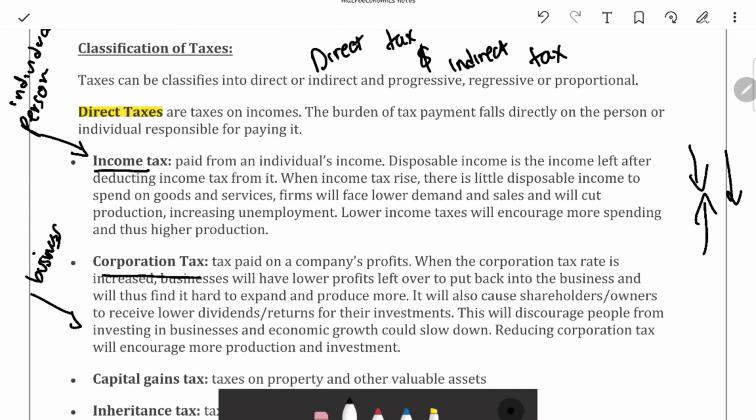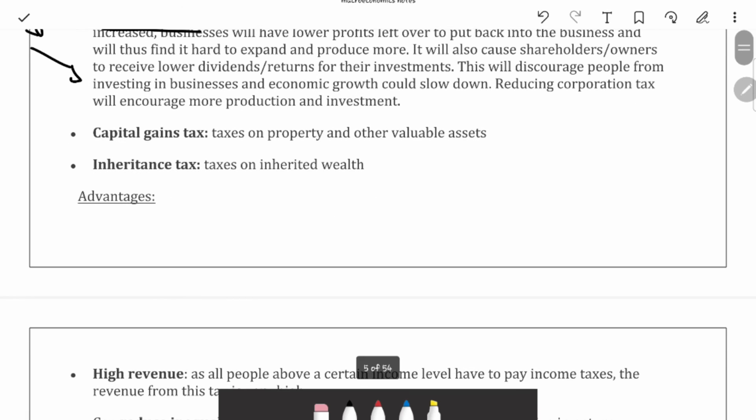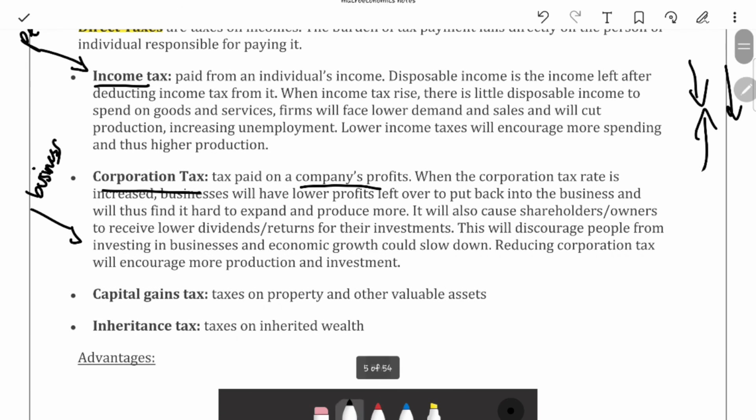Okay, then we have the corporation tax. The corporation tax is for the company's profit. So whenever the company makes a profit, you have to give a certain tax to the government. And then we have the capital gains tax, which is simply tax on property. So whenever your property increases in value, you also have to pay tax.